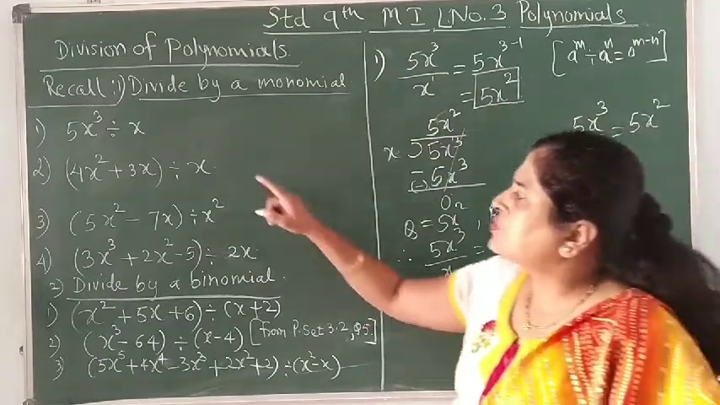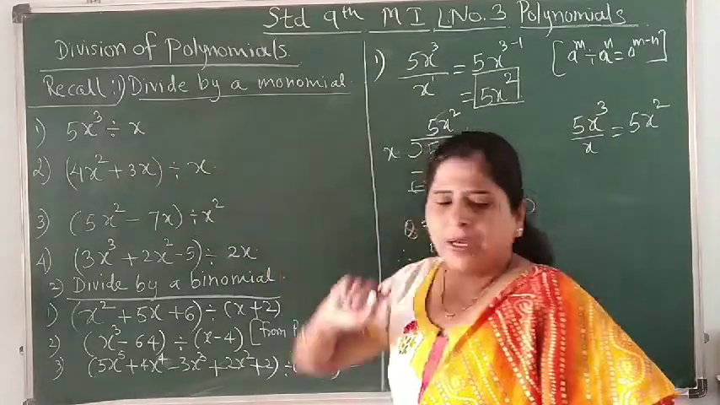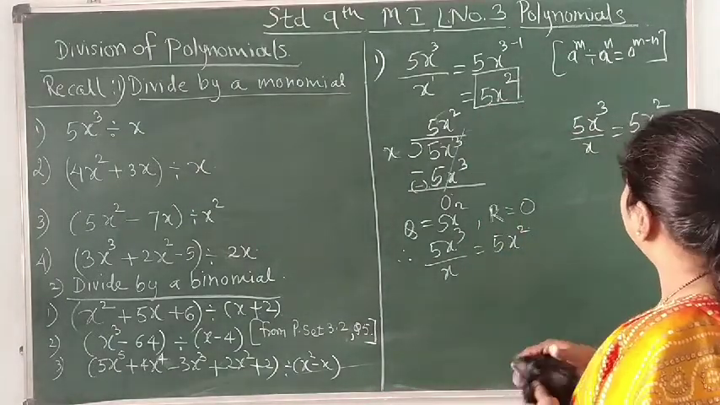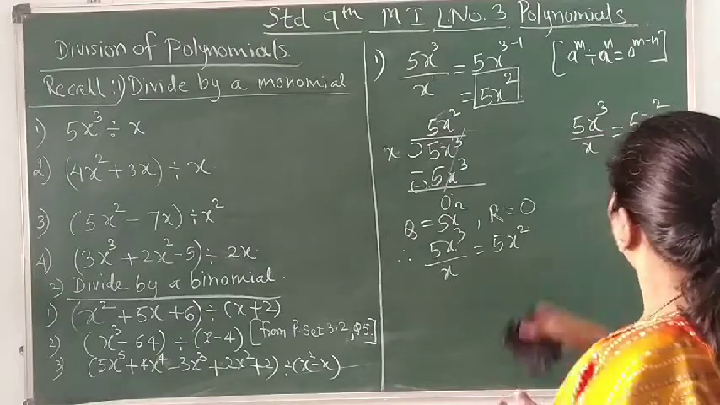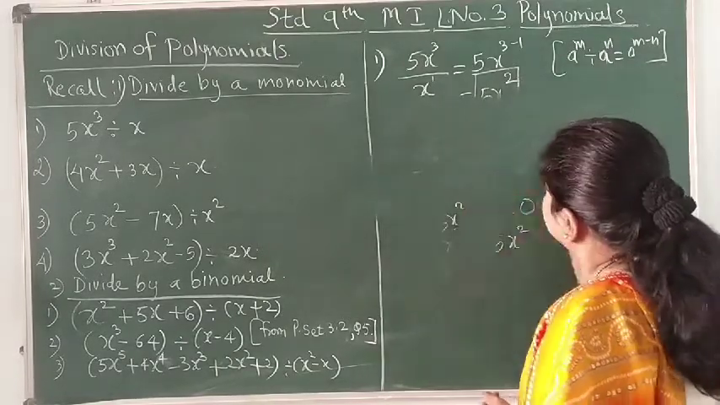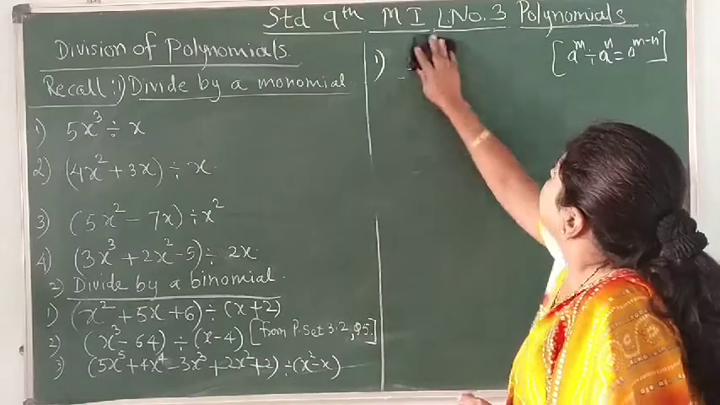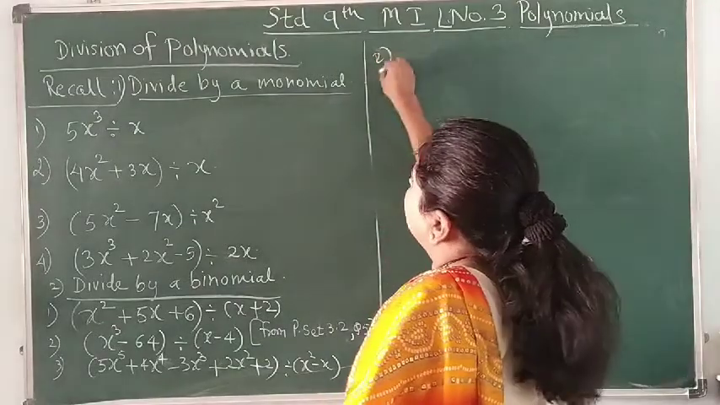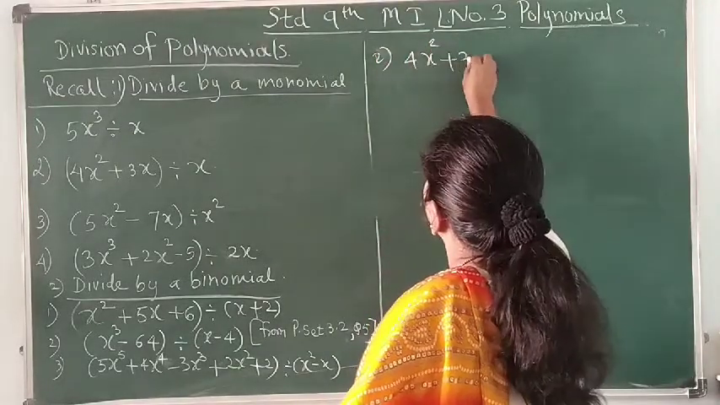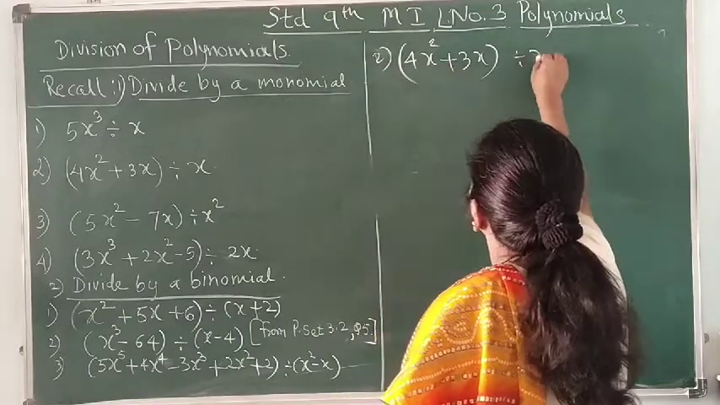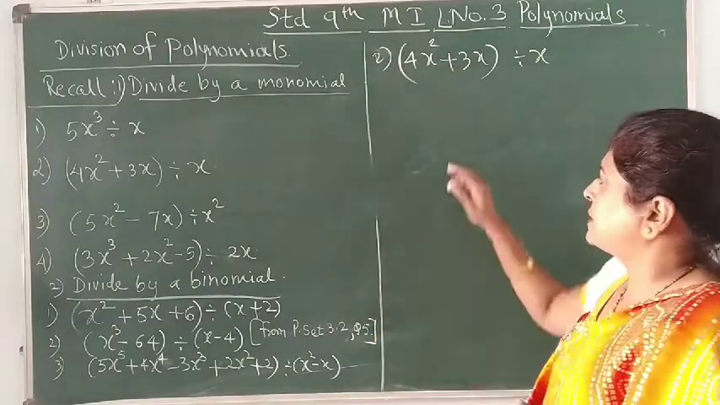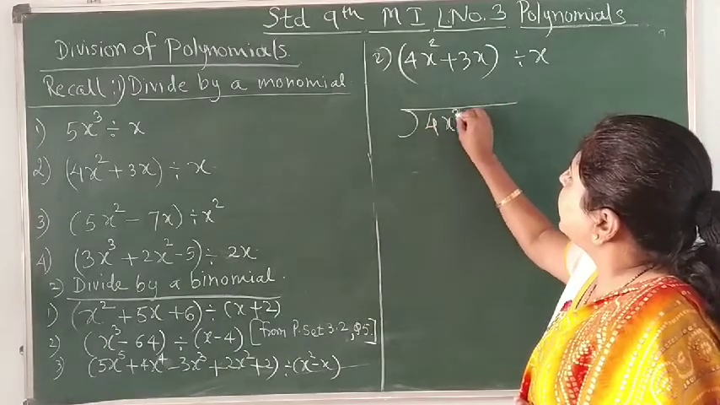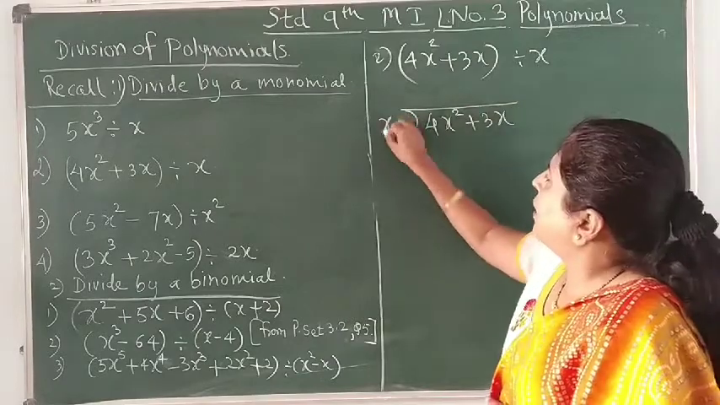Okay, now if it comes to a binomial divided by a monomial, how we can write, let's see that. Let me rub this part. So when it is 4x squared plus 3x, it is divided by x, and now if we want to show this in the division form, okay, so the dividend will come here: 4x squared plus 3x divided by x.